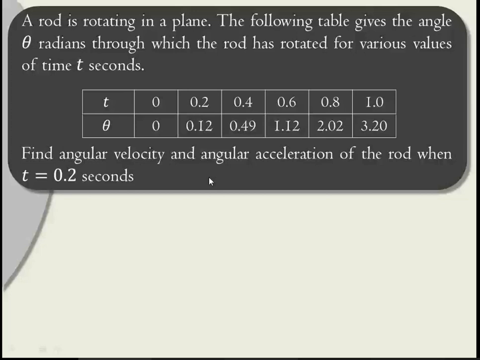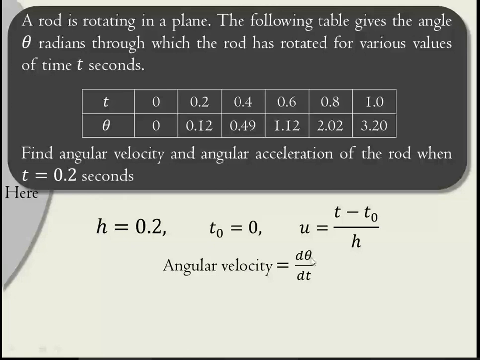The difference between the t values, which we take as h, is 0.2. Initially we take t naught as 0. Then u will be t minus t naught by h. Instead of x and y, we have t and theta. If you want, you can convert this in terms of x and y, or consider the formulas in terms of t and theta. Angular velocity is d theta by dt, and acceleration is d square theta by dt square.